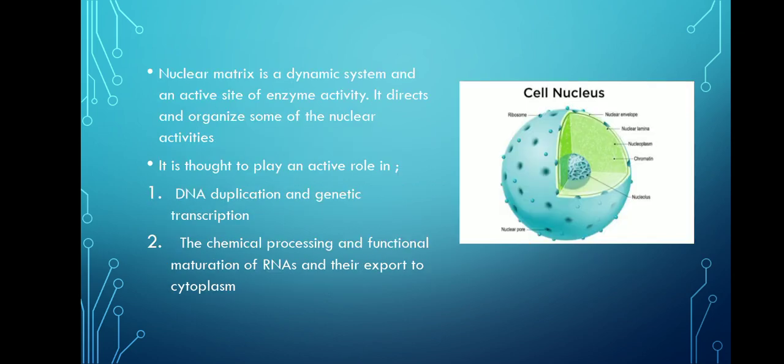Nuclear matrix. It is a dynamic system and an active site of enzyme activity. It directs and organizes some of the nuclear activities. It is thought to play an active role in DNA duplication and genetic transcription, and the chemical processing and functional maturation of RNAs and their export to cytoplasm.